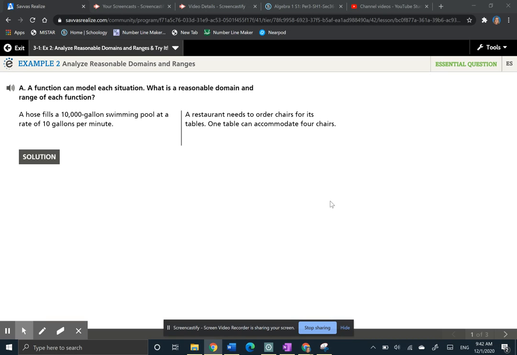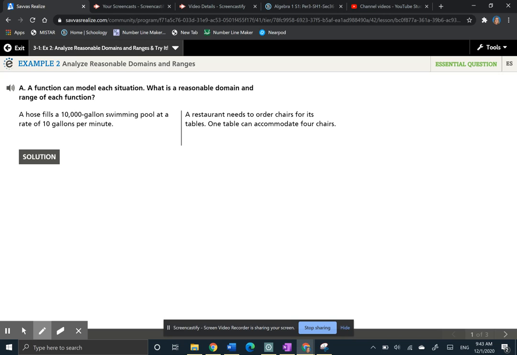This is example 2. Analyze reasonable domains and ranges and try it. All right. So right here it says a function can model each situation. What is a reasonable domain and range of each function? So what that means is what is a domain that would fit into this function, okay? And I'll explain it better as we go through it. And what is a range that can fit into this function? So what are the numbers for the range and the numbers for the domain that are going to make sense for this story, all right?